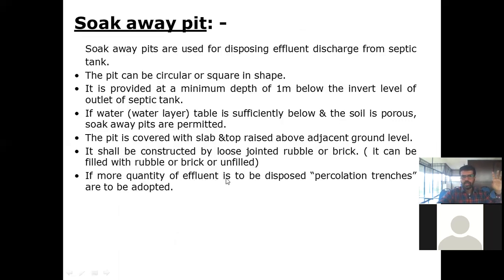If a larger quantity of effluent is to be disposed, percolation trenches are to be adopted. If more water is coming, or your project is very large and more water is being discharged from the toilets, then constructing a big soakaway pit is not practical. So you have to give another option called a percolation trench. Percolation trenches we will be studying in the coming class. Today we are dealing with soakaway pits only.